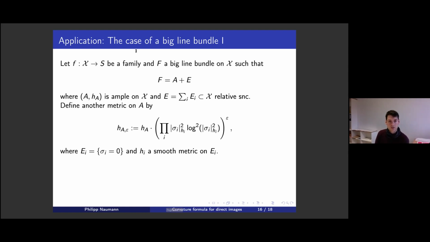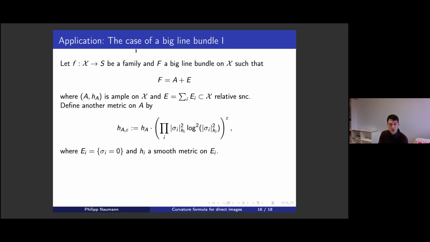Yeah? And then we modify this metric on the ample line bundle by making it artificially of Poincaré type as needed to apply our result. So for this we multiply it by this additional term here that comes from the norms of these sections sigma_i, cutting out these components E_i of the divisor, and measured with respect to a smooth metric h_i, as we've seen before in the definition of this asymptotic behavior of this metric h. And here some epsilon bigger than 0 would be enough, because 1 is not needed, just some amount of this Poincaré type behavior, so Poincaré type zeros along the divisor.